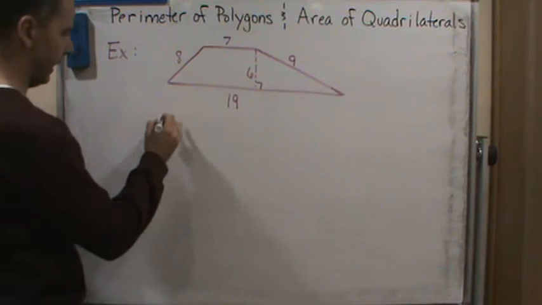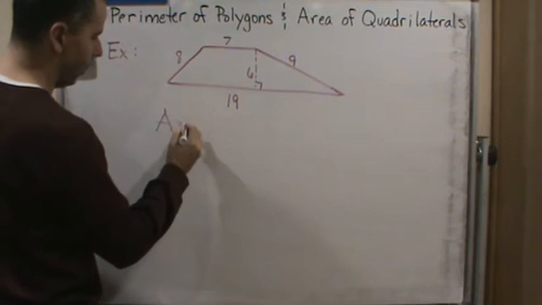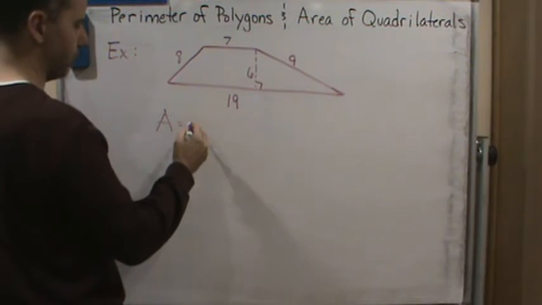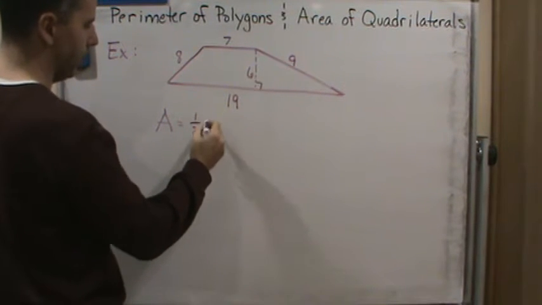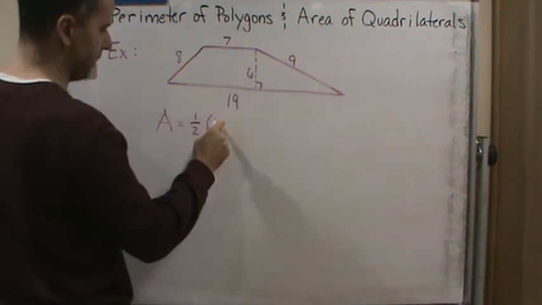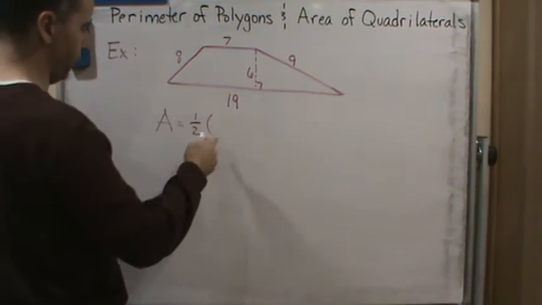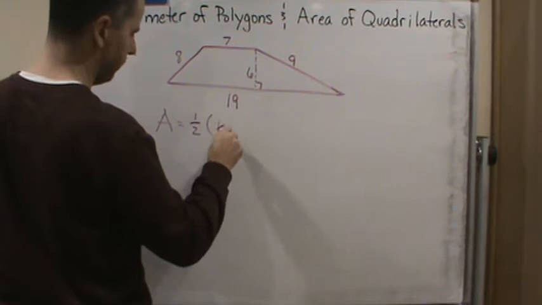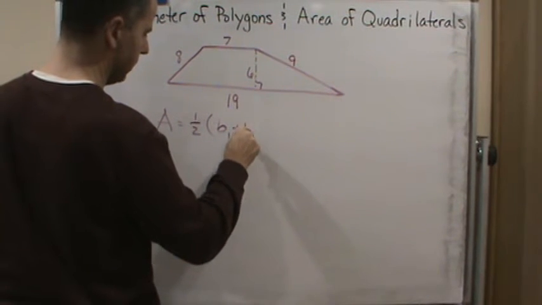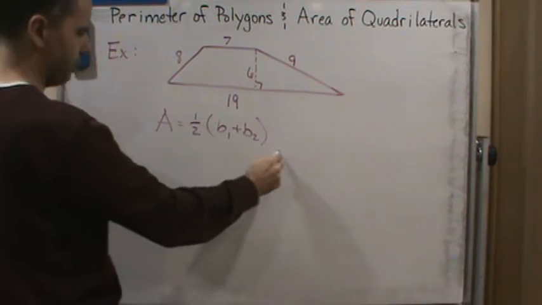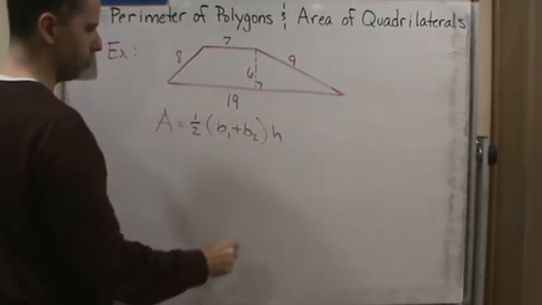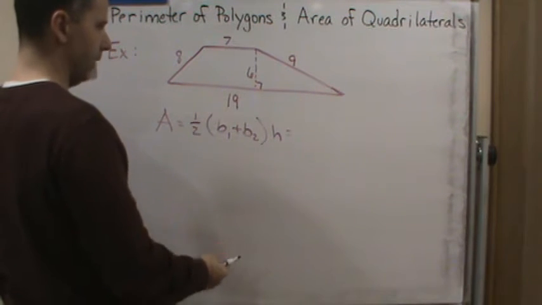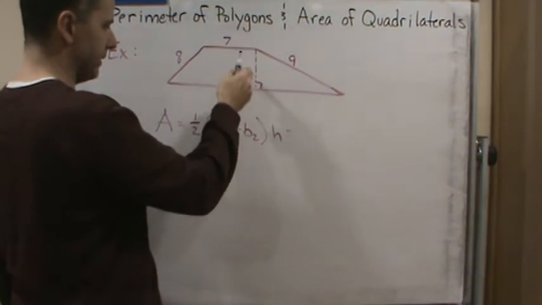If we wanted to calculate area, remember, one way of looking at it is the average of the bases. How do we take the average of two numbers? It's 1/2 times the sum of the bases. We take the sum and divide by 2. So it's going to be B1 plus B2, so it's the average of the bases times the height. So in this case, all we need to solve this is just the bases and the height.